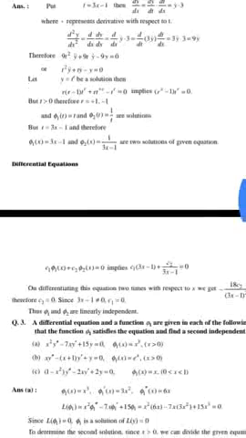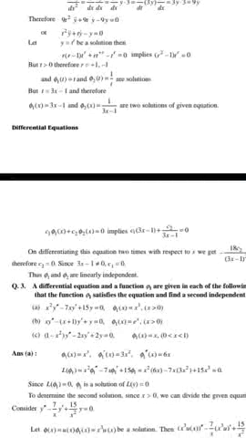Let y = t^r be a solution. Then r(r − 1)t^r + r t^r − t^r = 0, which implies (r² − 1)t^r = 0. But t > 0, therefore r = +1 and r = −1. So φ₂(t) = t and φ₂(t) = 1/t are solutions.